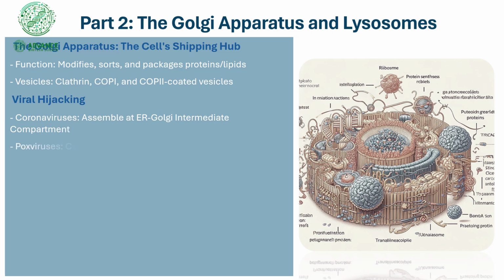Lysosomes and peroxisomes, the recycling and detox units. Scene setup: we delve deeper into the cell and come upon two key units, lysosomes and peroxisomes. Lysosomes, cellular recycling centers. Lysosomes are the cell's recycling centers, packed with hydrolytic enzymes that degrade cellular waste. Autophagy: damaged organelles and protein aggregates are recycled via autophagy.